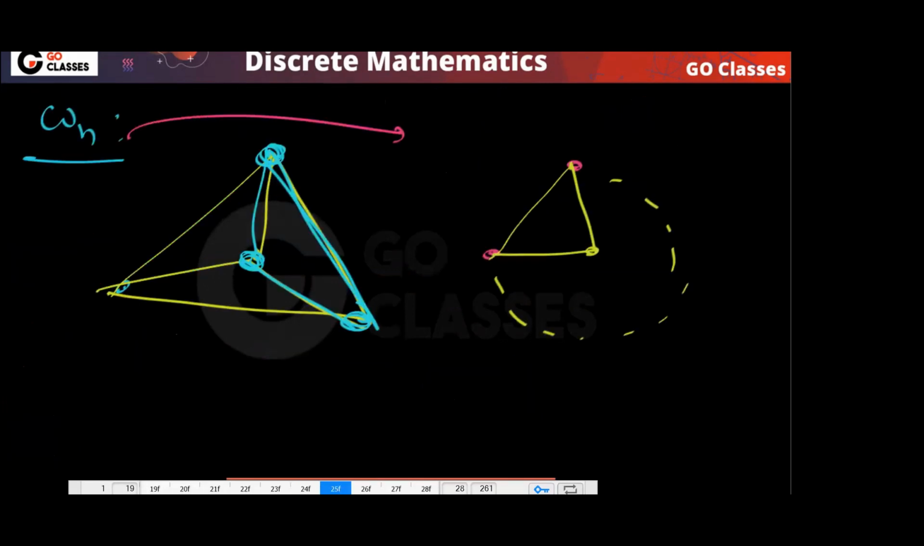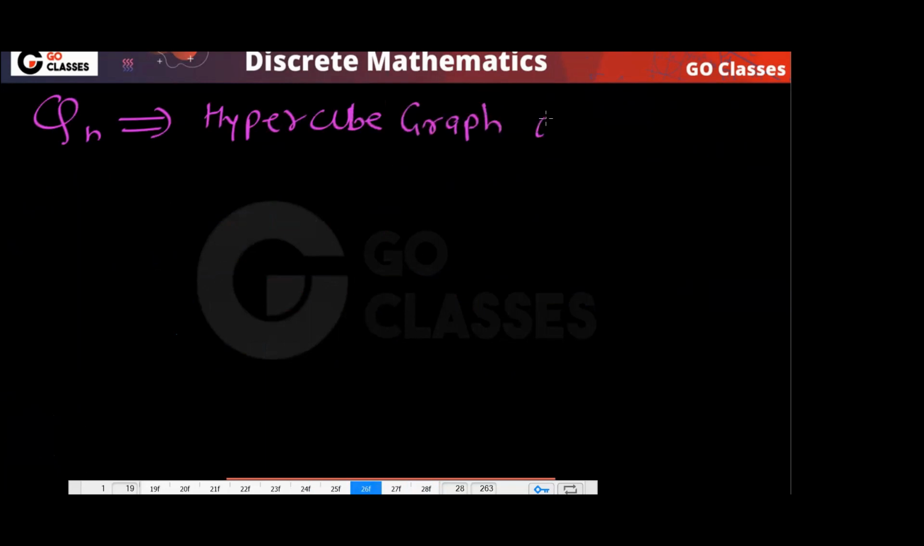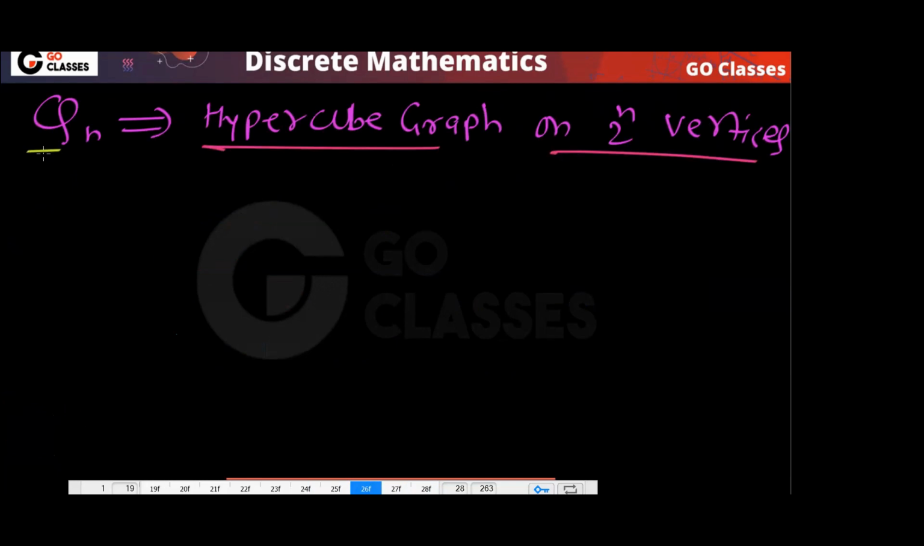Why? What is the reason? Let us see this Qn. What is this Qn? This is your hypercube graph on how many vertices? This is the hypercube graph on 2 power n vertices. Okay, so this is the idea. Now, this hypercube graph on 2 power n vertices is actually bipartite.